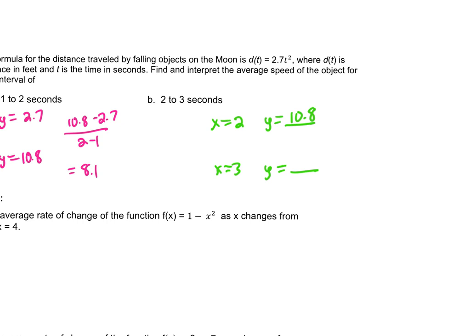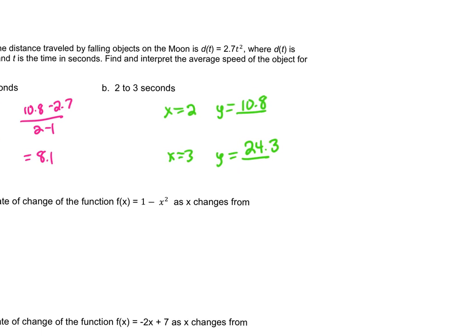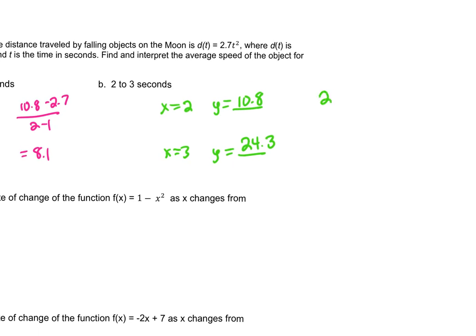Okay, so what do we get for y when we plug in x equals 3? 24.3, yes. Okay, and then we are doing AROC. So we're doing 24.3 minus 10.8 all over 3 minus 2, or just 1. What does that give us? 13.5. Right? Okay.